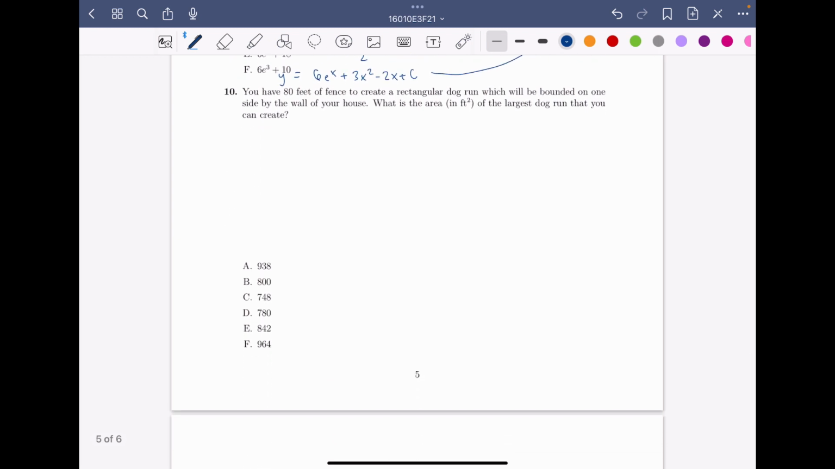Number 10, you have 80 feet of fence to create a rectangular dog run, which will be bounded on one side by the wall of your house. What is the area in feet per second of the largest dog run you can create? So, we always try to draw a picture. That makes life a little bit easier, especially for these optimization problems. So, we have the wall of our house. This is the wall of our house.